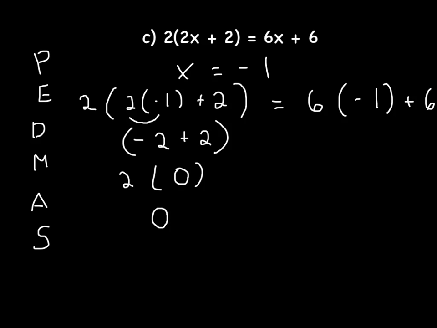Let's take a look on the right-hand side. 6 times negative 1 is a negative 6, plus a 6 also equals 0. We know that our solution of x equals negative 1 was correct.